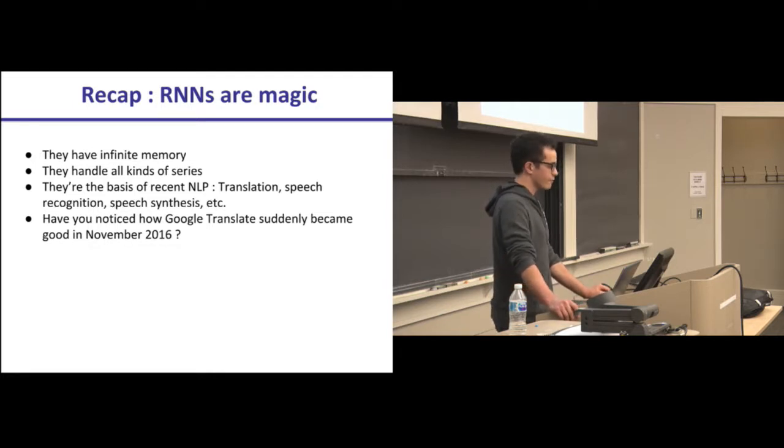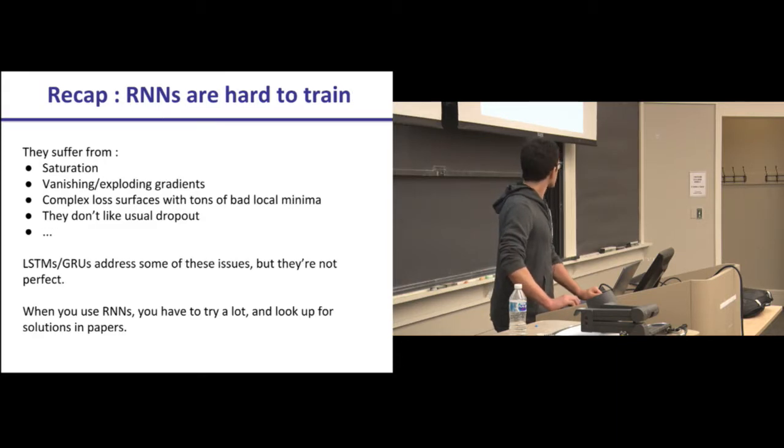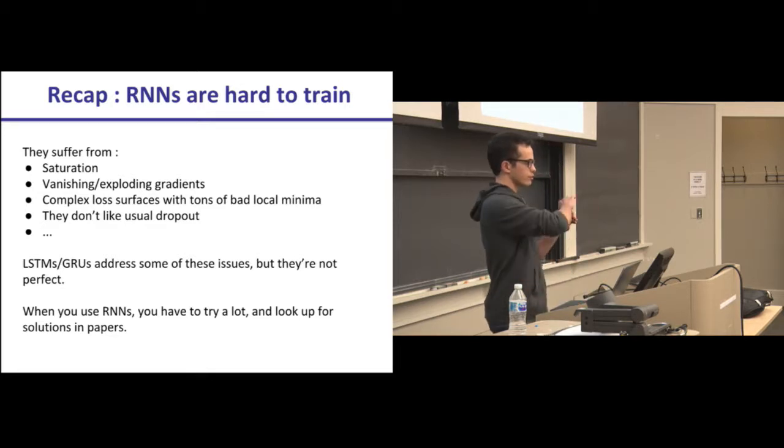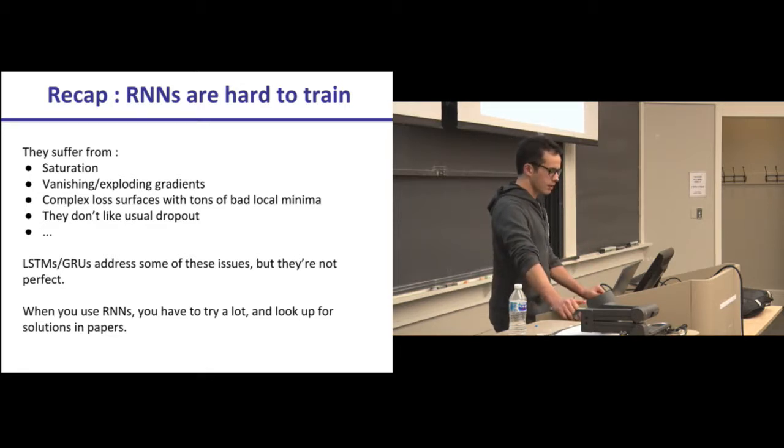You know that they have infinite memory, so you use them to handle sequences. It can be sequences of any kind, but in particular in language-based tasks, in translation, in speech, in practically everything. They're the basis on which you build everything. You also know that they're not perfect because they're hard to train, because of all the gradient issues that are all the more important with RNNs, because once you unroll them, they're extremely deep. They've got weird loss surfaces.